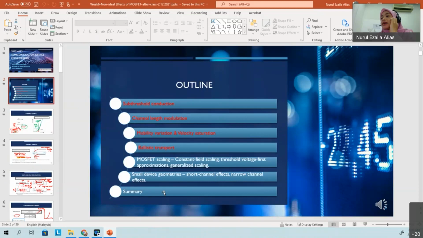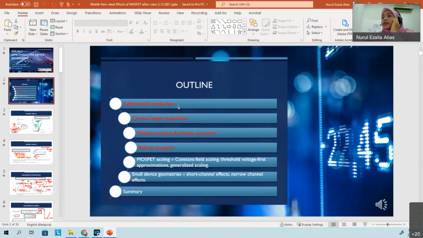On the pre-recorded video, I have covered at least 4 from these outlines: subthreshold conductance, channel length modulation, mobility variation, and velocity saturation, and also ballistic transport. So I just want to summarize from here.